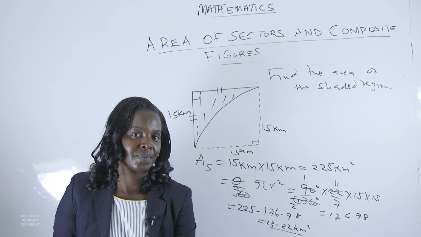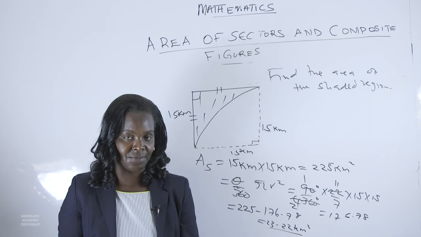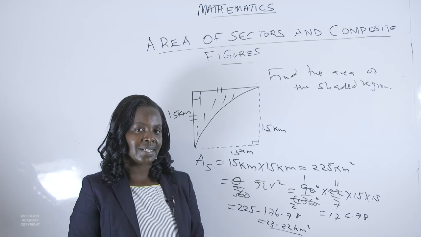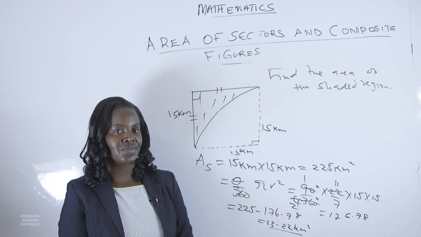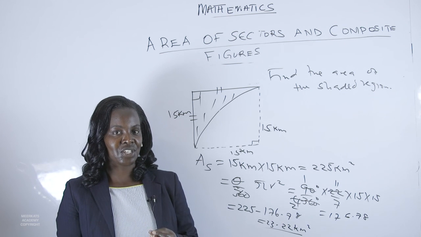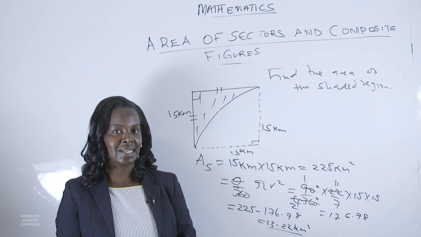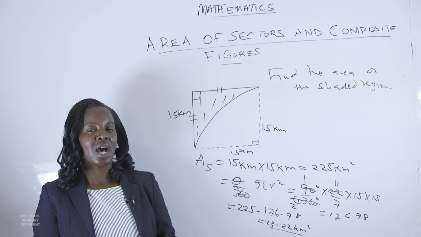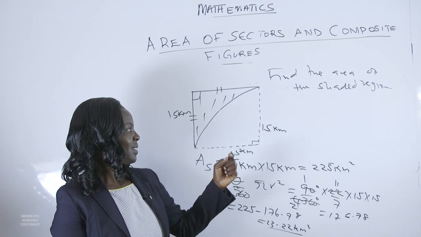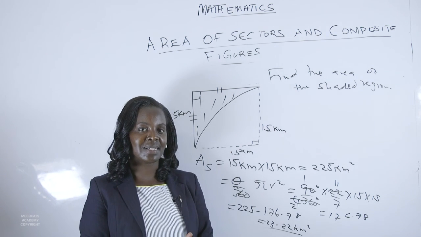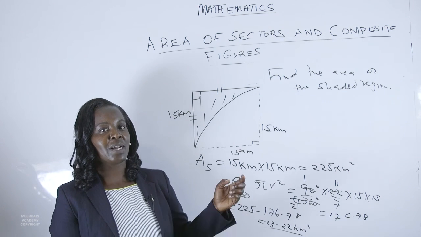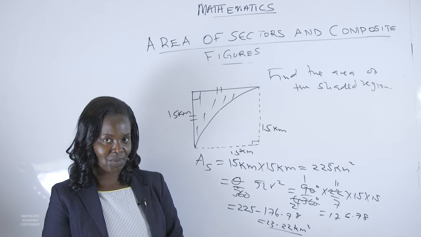So today we have learned how to calculate the area of sectors and composite figures. And we realized that for you to be able to calculate the area of the sector, you need to understand the fraction of that sector, because a sector is a fraction of a circle. And for you to know the fraction of the circle, you identify the angle at the center inside that sector, you divide by 360. Then you multiply by pi r squared.